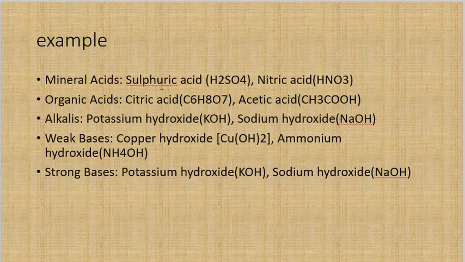Now, some examples of acid. Mineral acids are sulfuric acid and nitric acid because nitrogen and sulfur are minerals that we obtain from nature. Organic acids are obtained from plants and animals, citric acid in lemon or acetic acid. Alkalis are bases which sometimes get added to the water, diluted in water. Potassium hydroxide or sodium hydroxide are alkalis. What are weak bases? Copper hydroxide, ammonium hydroxide are weak bases. Strong bases are what? Potassium hydroxide and sodium hydroxide are strong bases. Because they are strong bases, they can mix with water and become diluted and become alkalis.